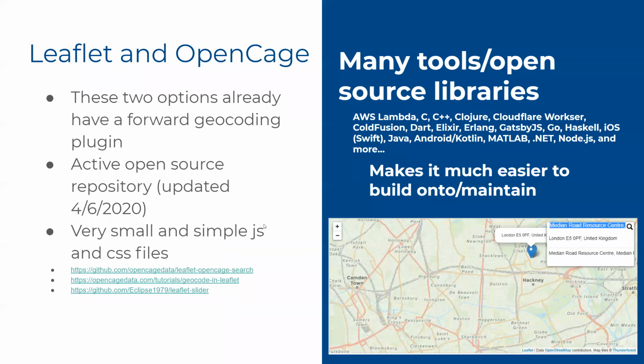Like I had mentioned, we went with Leaflet and OpenCage for a number of reasons. One is because these two options already have a very nice forward geocoding plugin. It's nice enough that when you put it in, it literally gives you this little search bar over in the corner. You can key in addresses, it'll look them up, you click one and boom, it pops up a little pointer wherever that is on the map. That was very easy to wire up. Mainly you include their package and then you initialize it, and that's pretty much it.